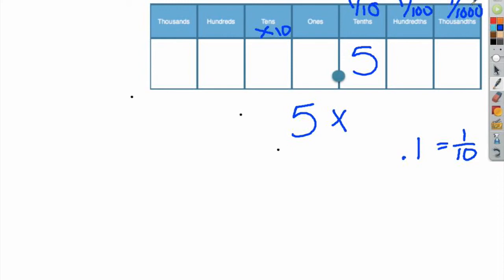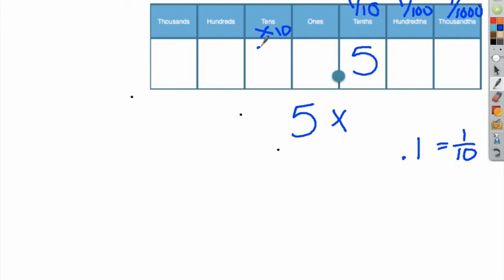So what do you think I have to multiply the 5 by to make it the same as 5/10? What do you think? 5 times 2? I don't know, maybe. What do you think? You had your hand up? 5 times 2? Well, let's see.